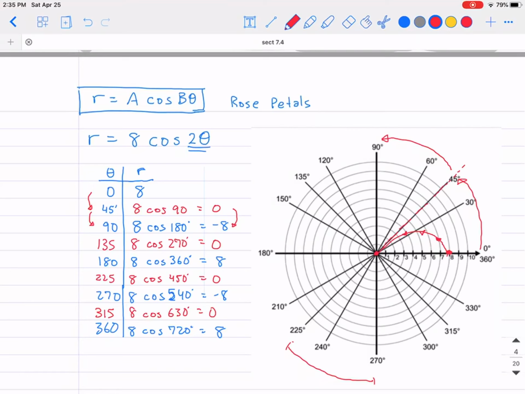So for that one, let's see first. 90 comma -8, that's the same thing as going in the 270 direction out by 8. So 1, 2, 3, 4, 5, 6, 7, 8. So that's going to be somewhere over here.